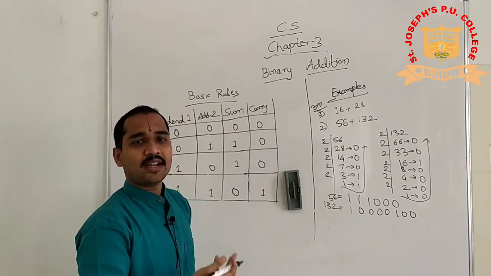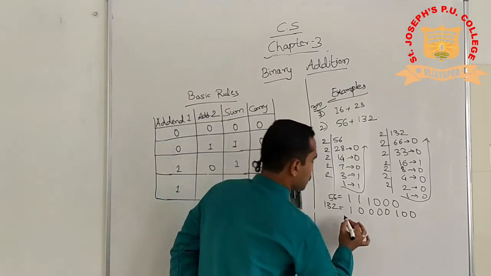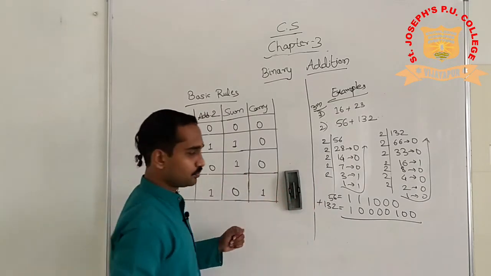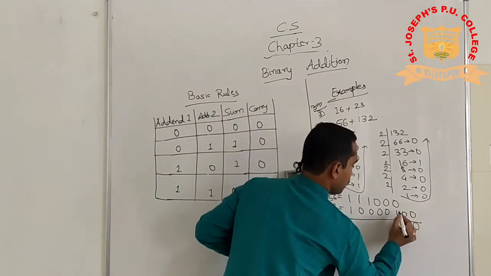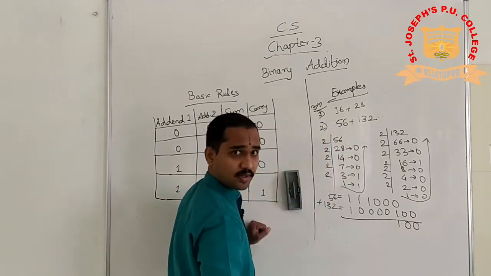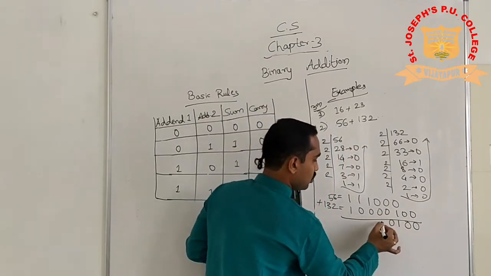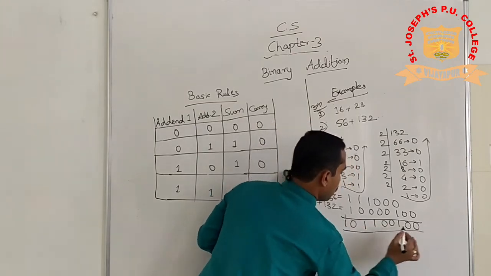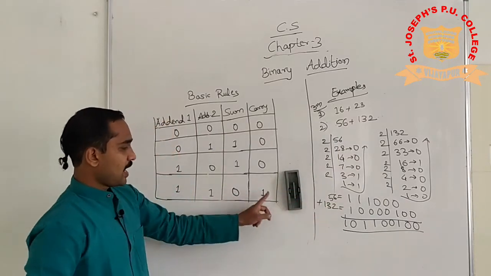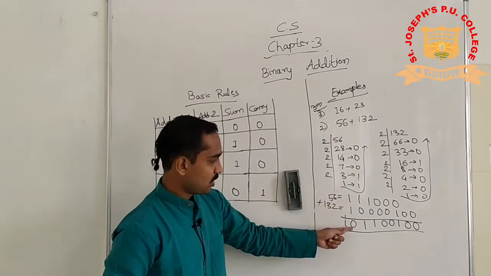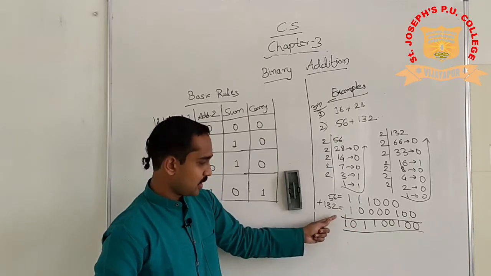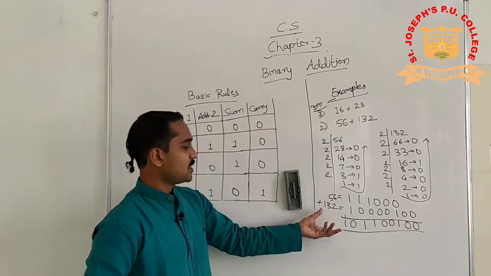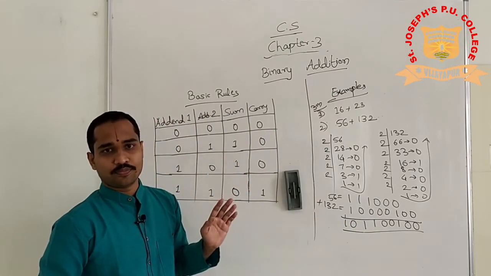Now you need to add these two numbers. That's it. So how to add them? The basic rules you have, just add them. 0 plus 1 is 1. 0 plus 0 is 0. 1 again. Since it is 1 plus 1, carry is 1, sum is 0. So 1 plus 1, carry is 1, sum is 0, and the carry is written back. So 10110100 is the answer of 56 plus 132.